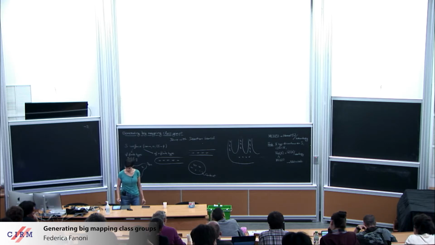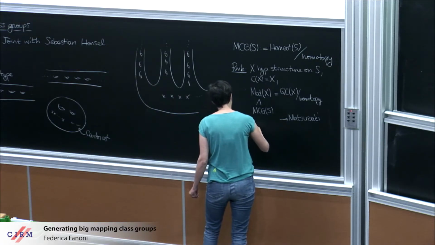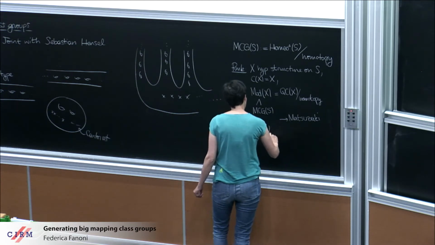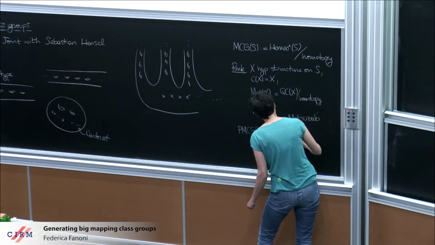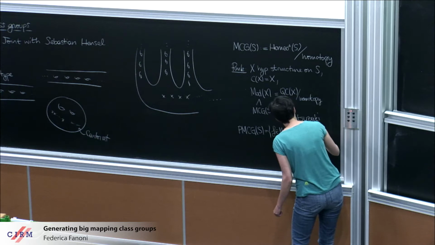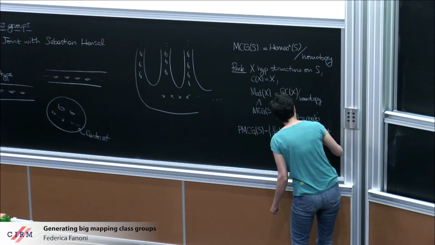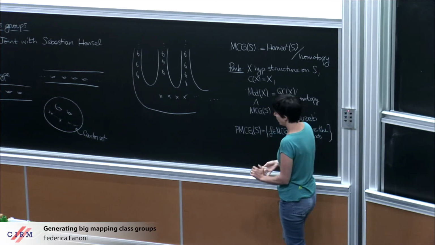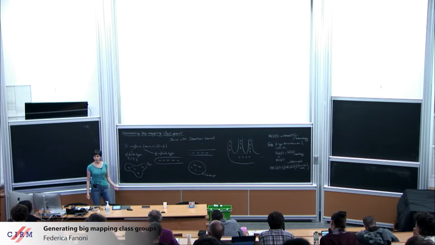And I will be actually interested in a subgroup of this group, which is what is often called the pure mapping class group. So this is the collection of mapping classes which fix the ends. So what does this mean? What are ends? In a finite type surface, ends are just the punctures. In general, an end of a surface is a way of going to infinity. And going to infinity means leaving every compact.